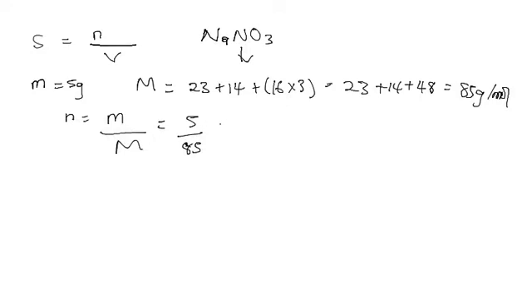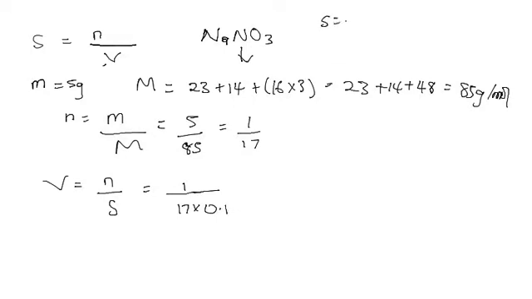And you can divide this to be 1 over 17. So we'll now say, okay, since we have our number of moles to be 1 over 17, we can take V to be the subject of the formula by taking V to this side and taking S here. So we have V is equal to N divided by S. So we have 1 over 17 times your solubility, which was given as 0.1.